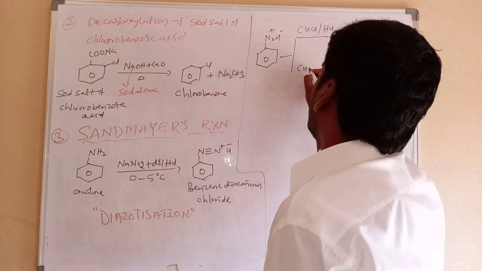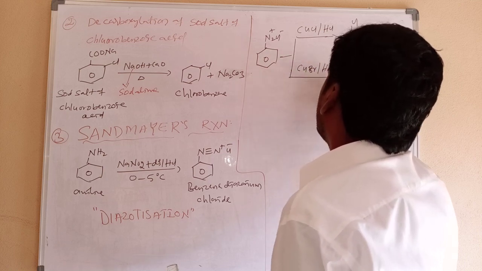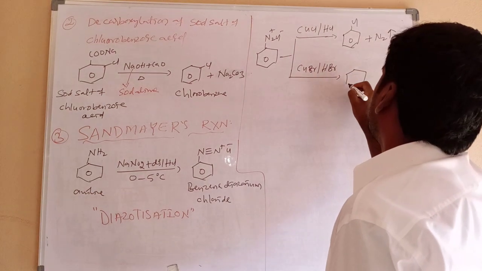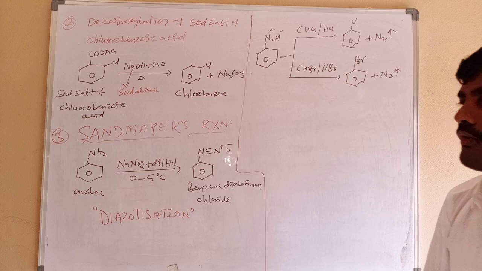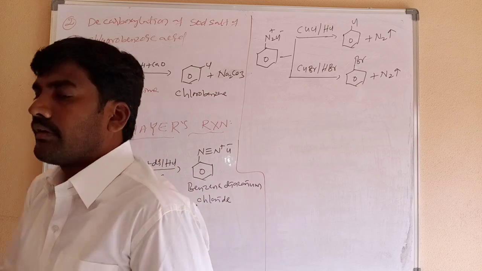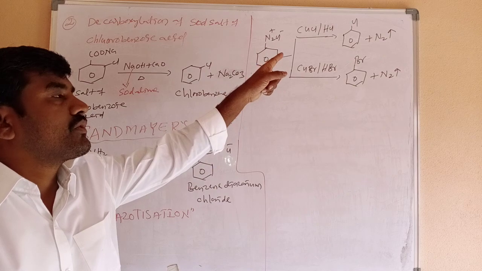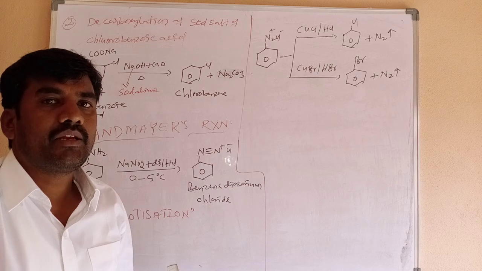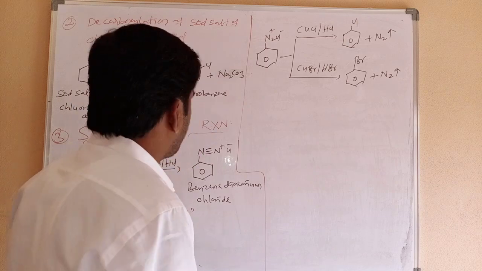Similarly, cuprous bromide in the respective hydrogen halide, hydrogen bromide, since bromine is there. We will get bromobenzene, plus nitrogen gas is liberated. This is called the Sandmeyer reaction. What is the Sandmeyer reaction? Benzene diazonium chloride reacts with cuprous chloride in the respective hydrogen halide to form chlorobenzene. These two reactions are called the Sandmeyer reaction. Clear?